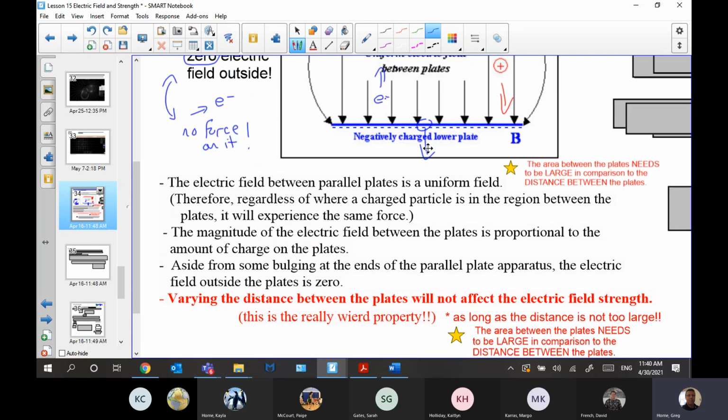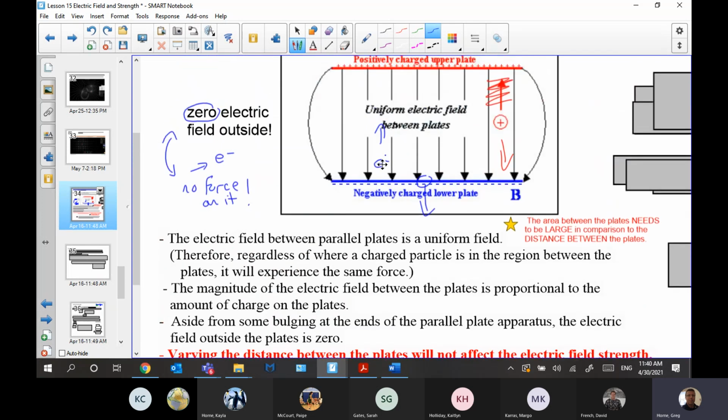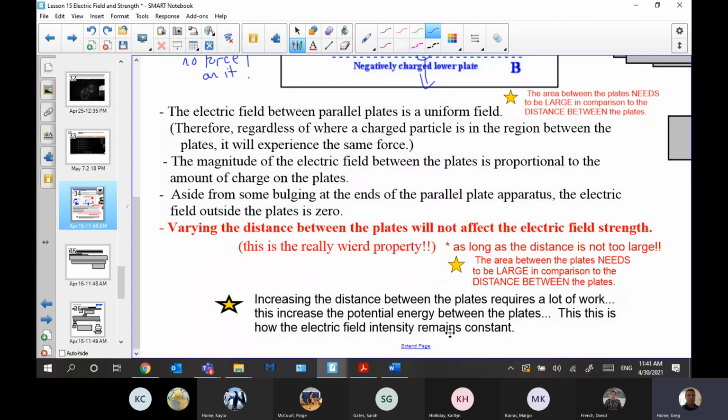So let's think about it. If this electron is repelling from here all the way up to here, that's a force on it over a distance. Now if I make that force act over twice the distance, obviously the electron is going to get twice the energy, because it's getting a push for twice as far. But that goes along with what I said here: increasing the distance requires more work, so there's more potential energy between the plates. So it all makes sense.